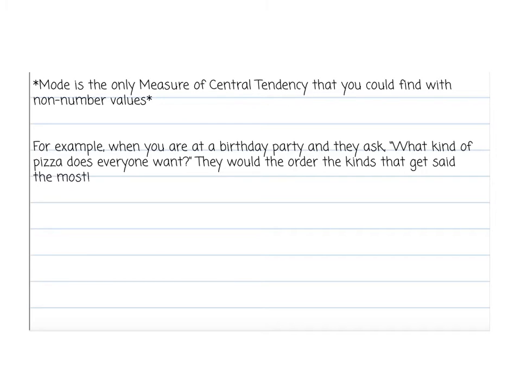So let's say that you're at a birthday party and they ask what kinds of pizza does everybody want. They would order the kind that gets the most. Okay, so you would go through and see, okay, 7 people said pepperoni, 5 said cheese, and 6 said sausage. Okay, pepperoni was the mode or the most, so that's what they would order. Mean, median, and range, you cannot find those if it's a non-number item.